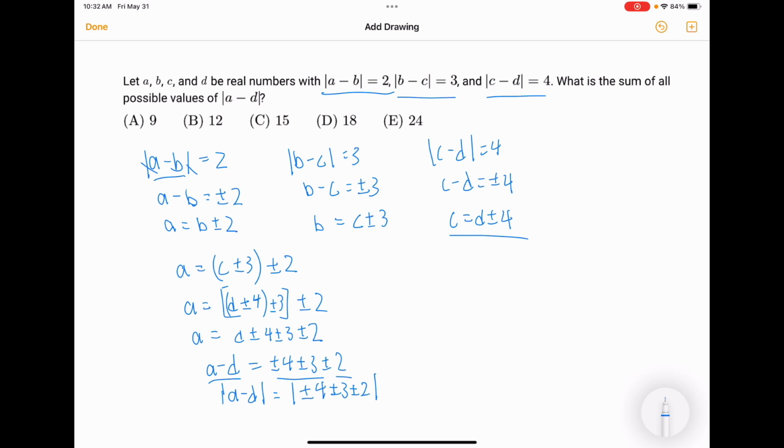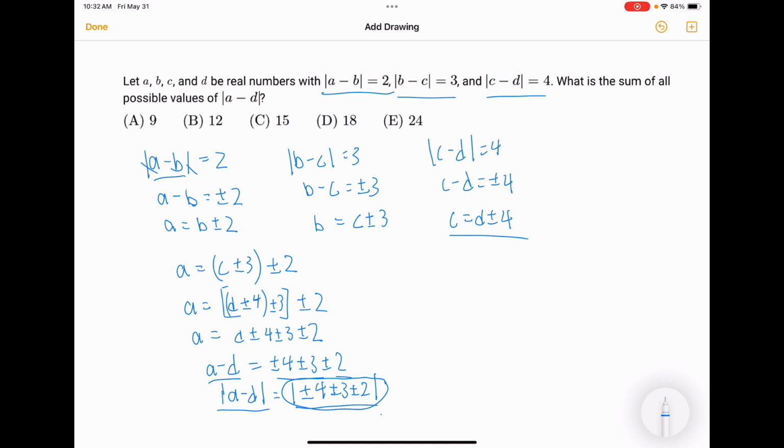And so it is asking us what is the sum of all possible values of this. And so we have this right here. And so we just want to know what are the possible values of this right here. So for example, we could have positive 4 plus 3 plus 2. That would give us one possible value. And so we just want to go through all of those.